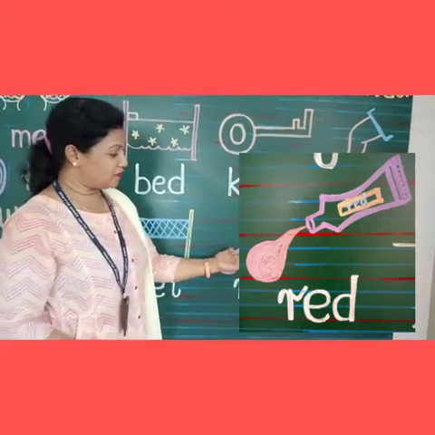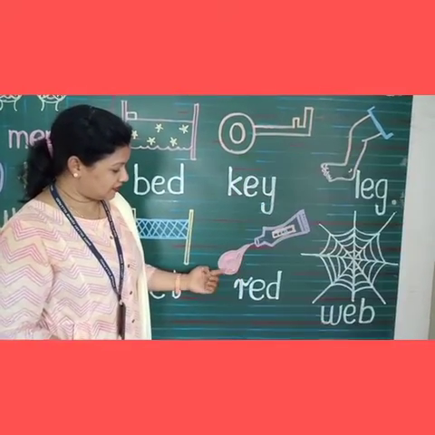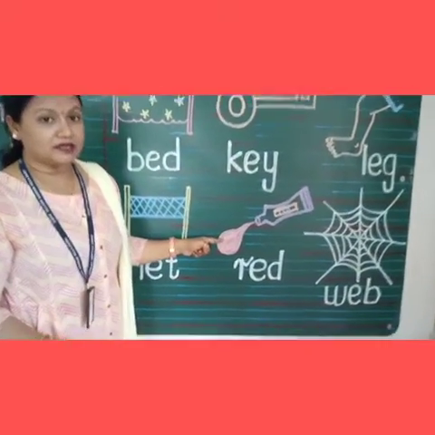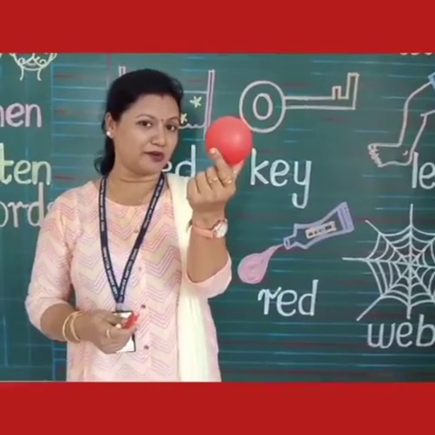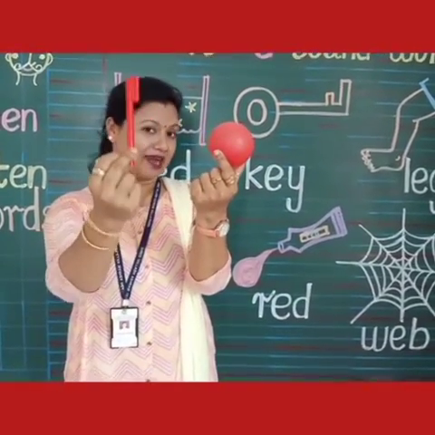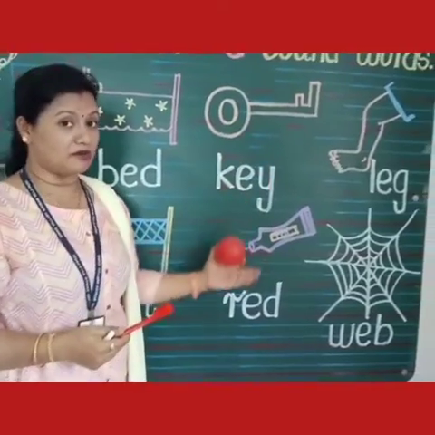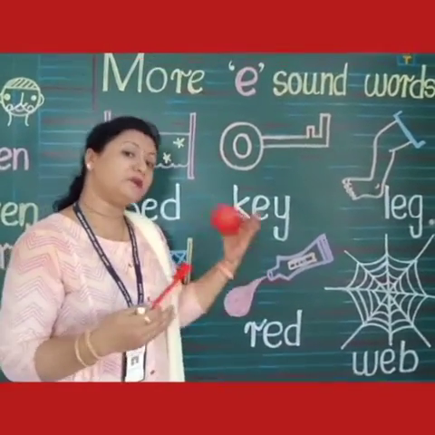Okay, now see this picture. Okay, what is this? Which color can you see? Yes, which color ball you can see in my hand? See children, it's red, no? And what is this? A red color sketch pen. So again, in colors, in EVS you may learn the spelling, but again here in E sound words we are going to learn one more time.